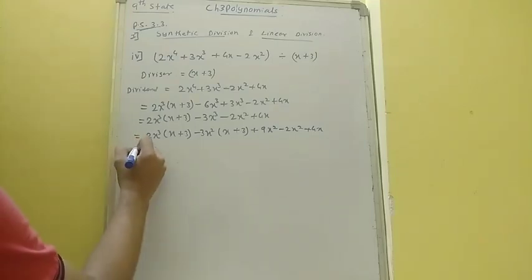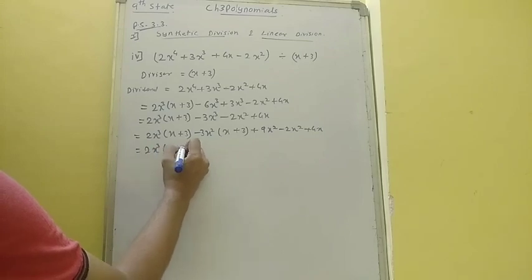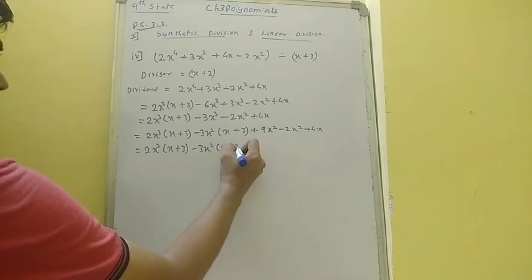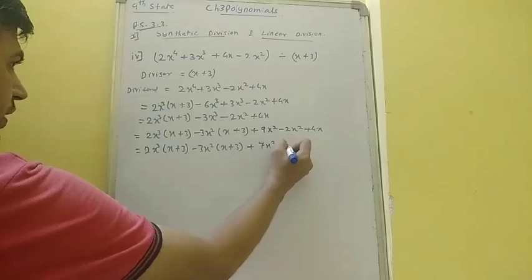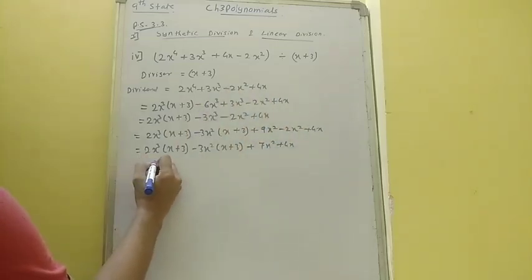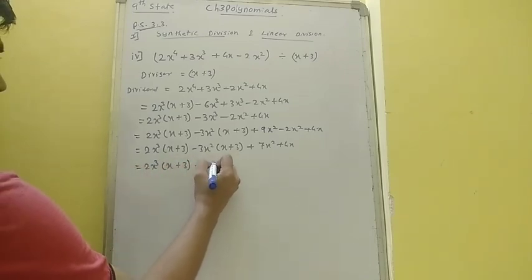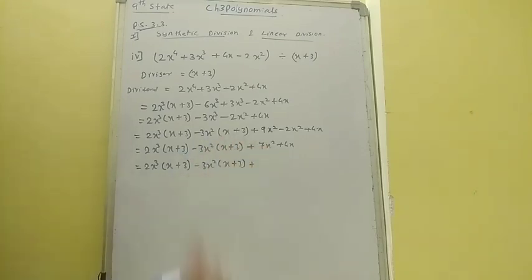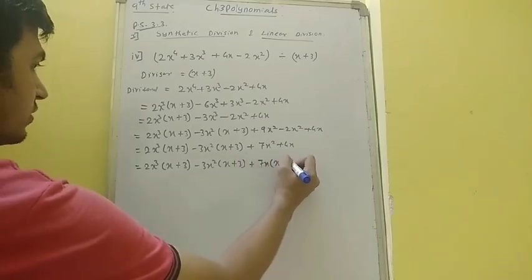Okay, so 2x cube, x plus 3, minus 3x square, x plus 3, plus 7x square plus 4x. Okay, so 2x cube, x plus 3 minus 3x square, x plus 3. Now, if I want x over here, I can take 7x common, so I will have x plus 3.